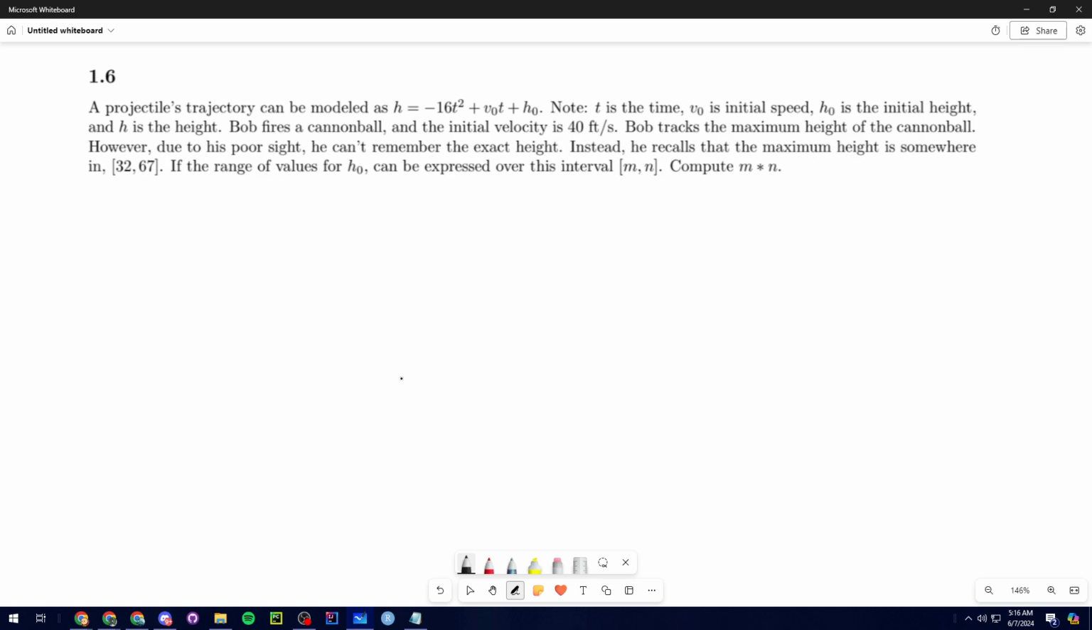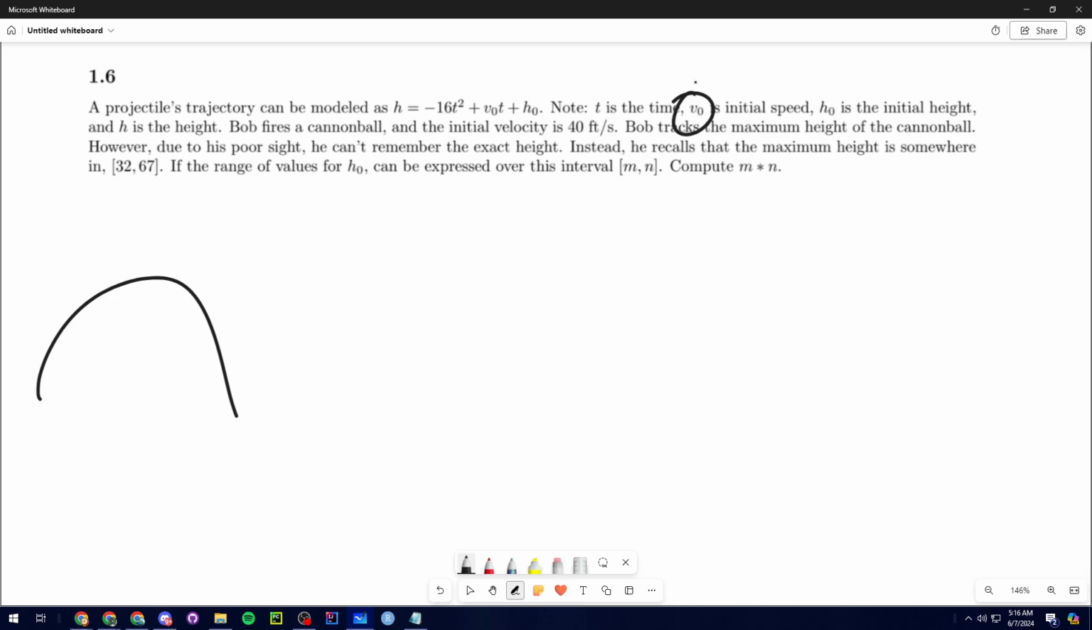First thing in my head, parabola, right? What does a parabola look like? That's what I'm thinking. It's a negative coefficient, so it's downward facing. So that's probably what my object looked like. Does it need scale? No, it's just a shape, right? Now, note, t is the time. V, well, what is this? What is V with a little circle?